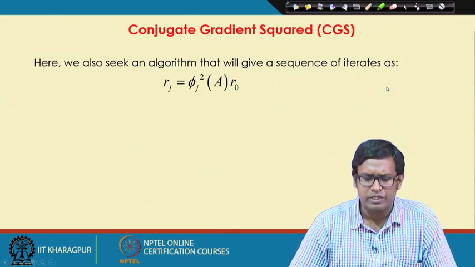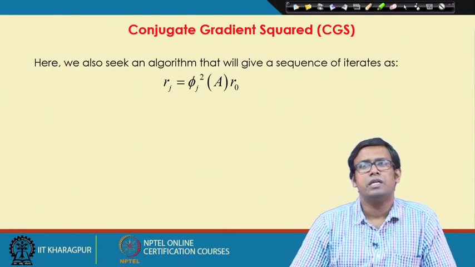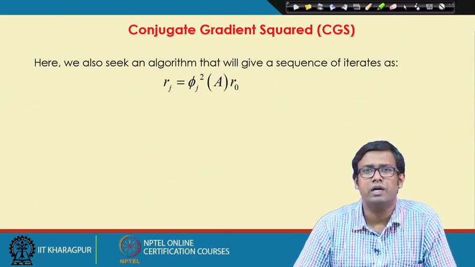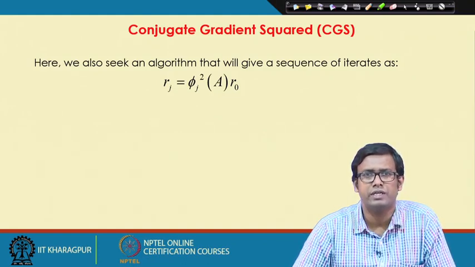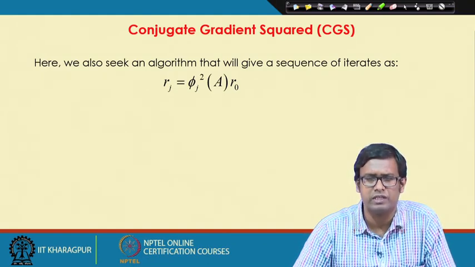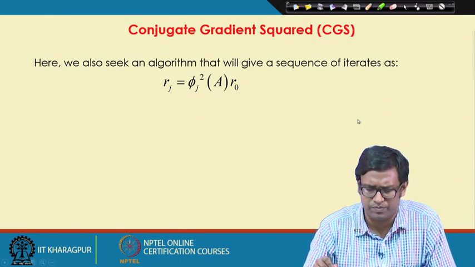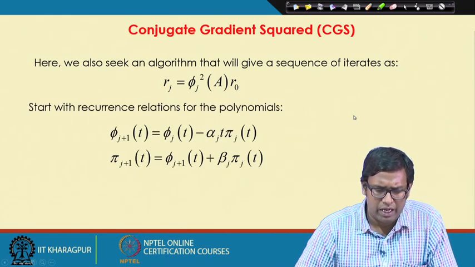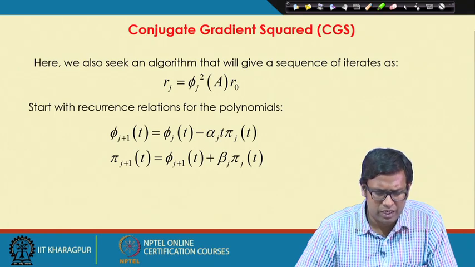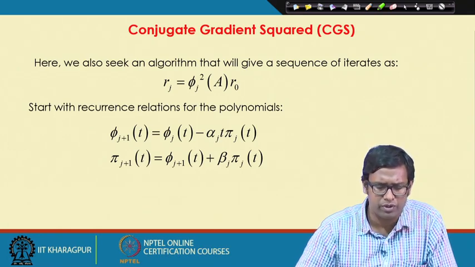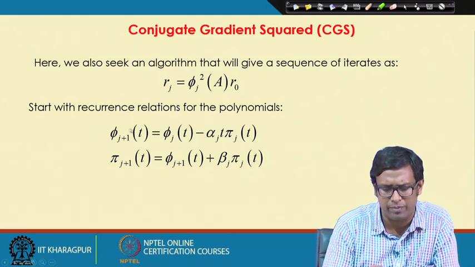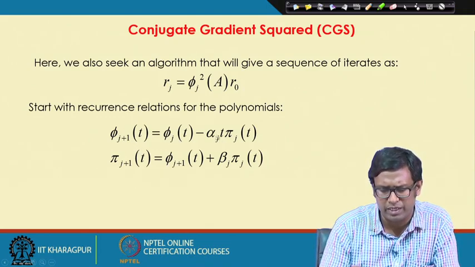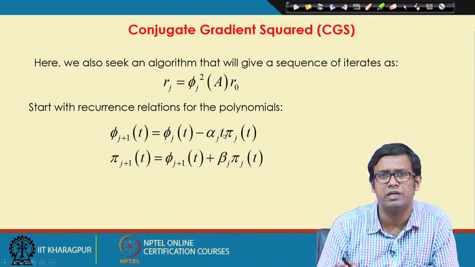So, in the conjugate gradient squared method, we seek an algorithm where the residual at the jth iteration is obtained as r j is equal to phi j square A r0. And we start with recurrence relations for the polynomials: phi j plus 1, that is, the next iteration, how phi will be updated, is equal to phi j minus alpha j t pi j. This is a recursive relation.